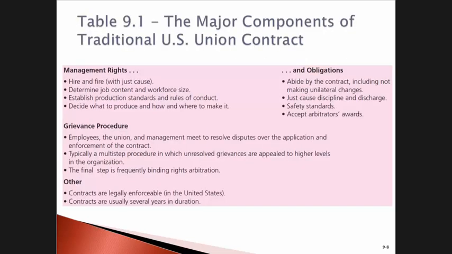Other components that go into a contract. This is on the management side and on the grievance procedure. Management has certain rights. They have the right to hire and fire with just cause. They have the right to determine what job content will be and how big the workforce will be. How many workers will they hire? They have the right to establish how production will be carried out and what the rules of conduct are. They decide those economic questions of what to produce and how and where to make it.